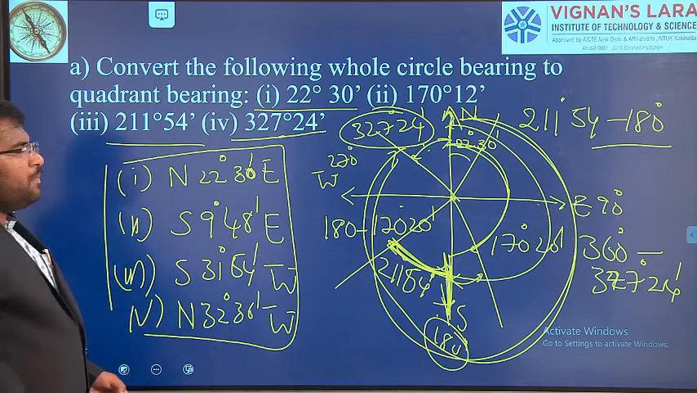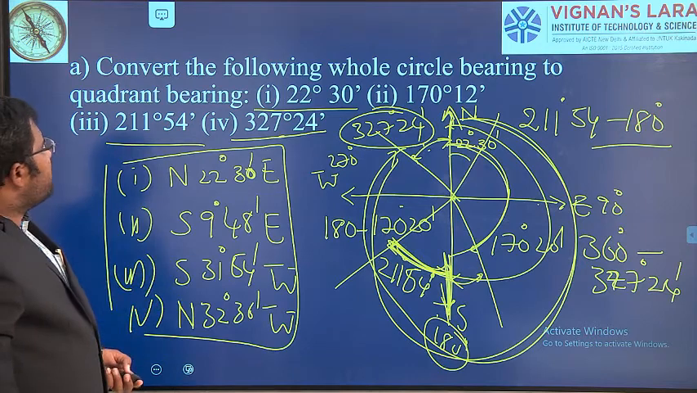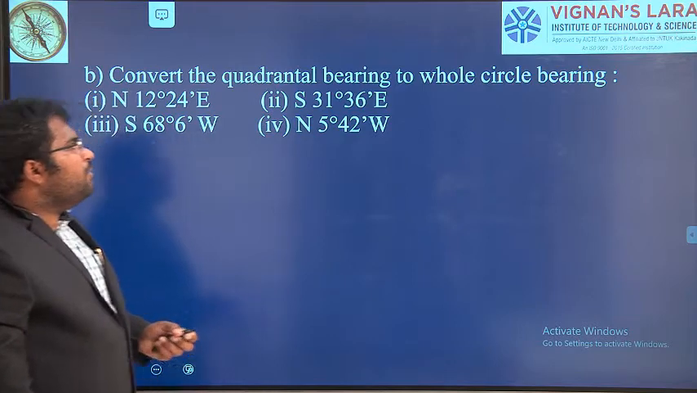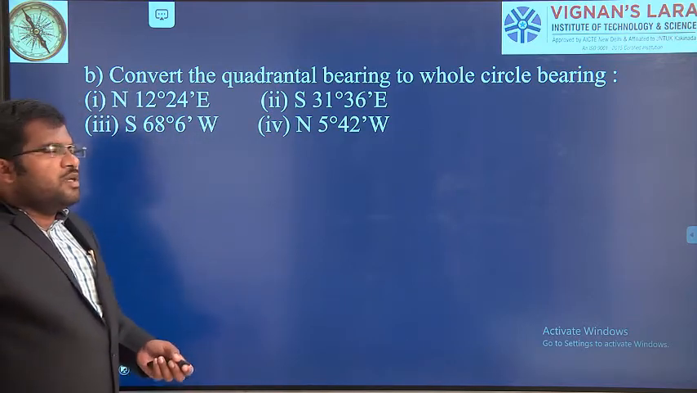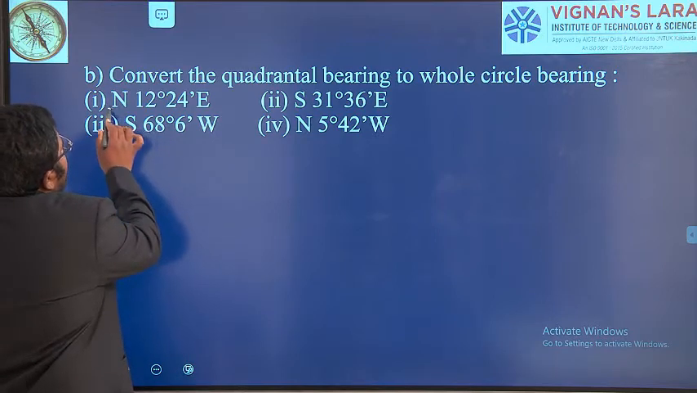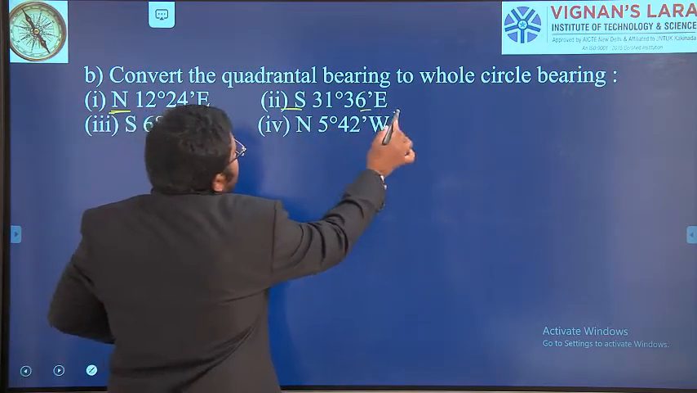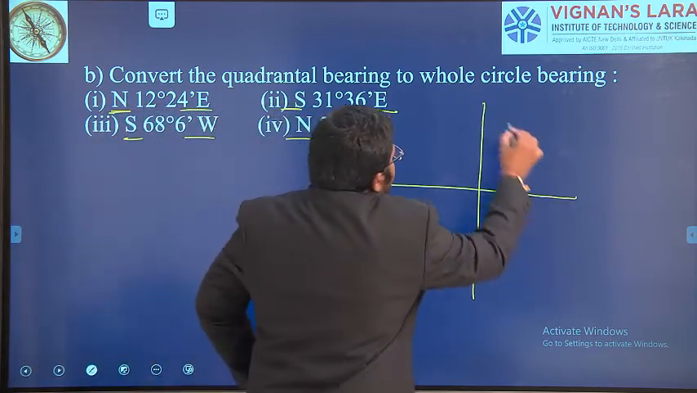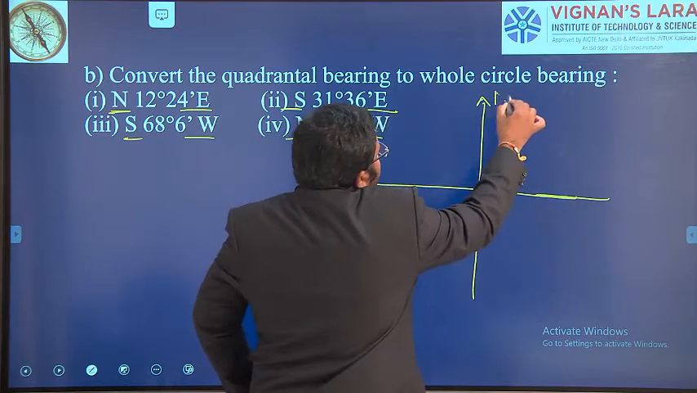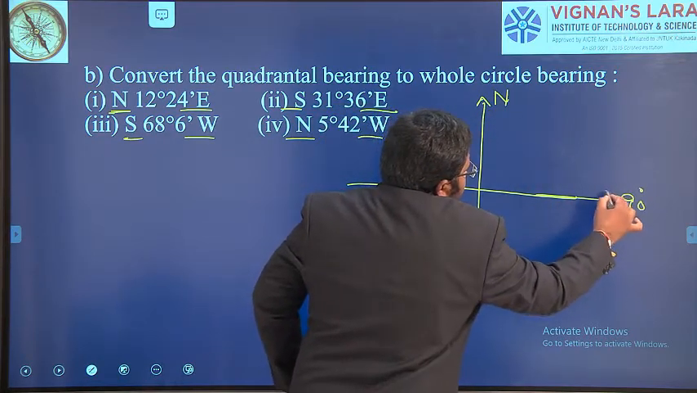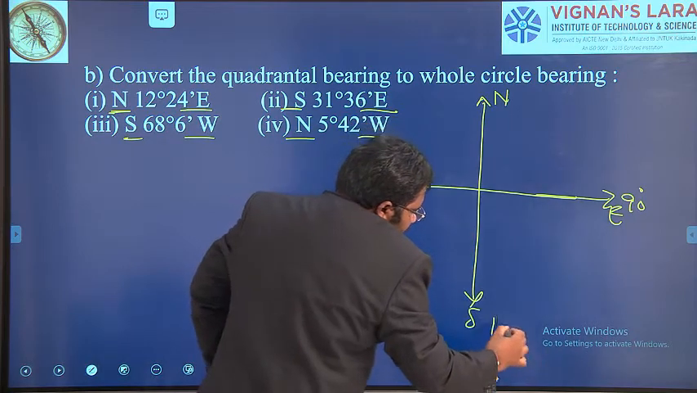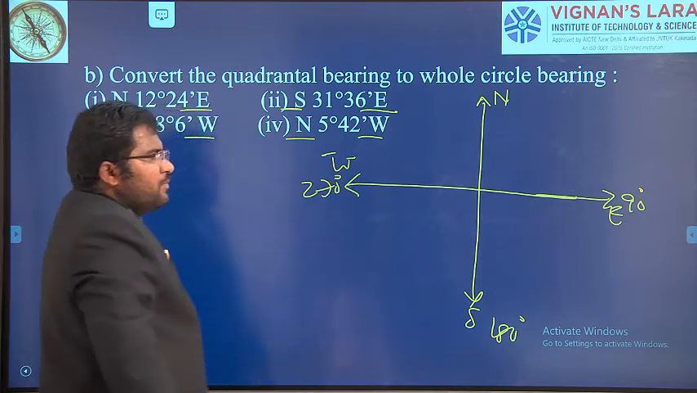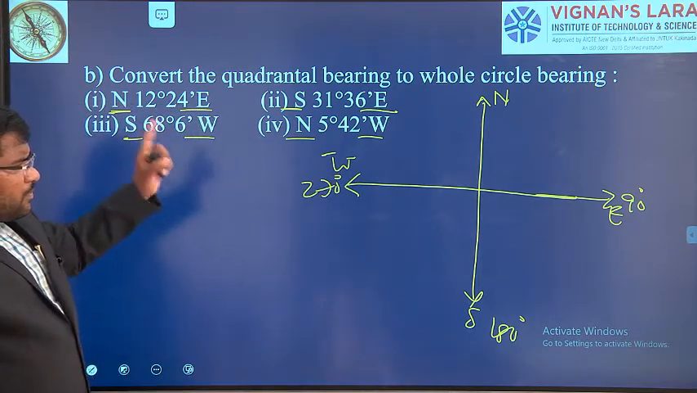Okay, we'll solve another problem in this class today, which asks us to convert the quadrantal bearing to the whole circle bearing. Quadrantal to whole circle. In the quadrantal bearing system, we already know that we have to represent in terms of directions. Now before doing this, we can again draw all the quadrants. North, this is east that is 90 degrees, south 180 degrees, and west 270.